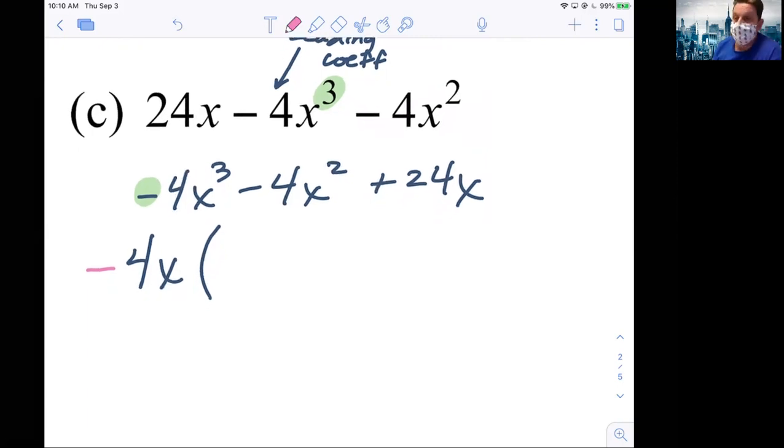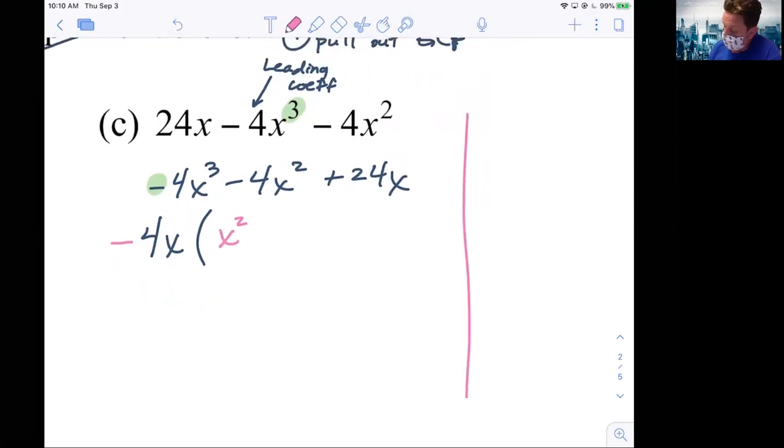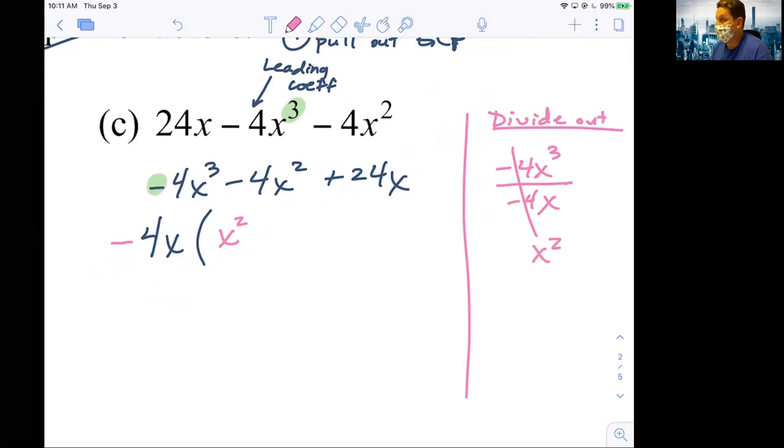So what are we left with in the first term? An x squared. Now, again, here's what we're doing off to the side. We're dividing out. You won't probably have to do this, but it's good to see what's really happening. It's what we started with, that first term, and we're dividing out what we're factoring out. So you do that, those divide out. X cubed divided by X is X squared, and that's what goes in there. That's the quotient, okay?